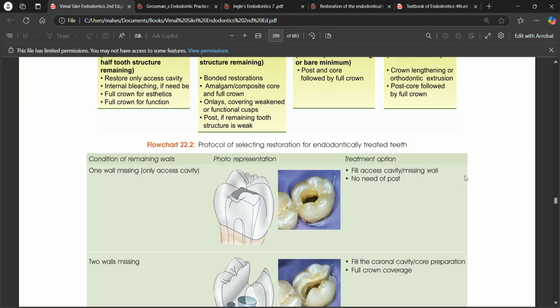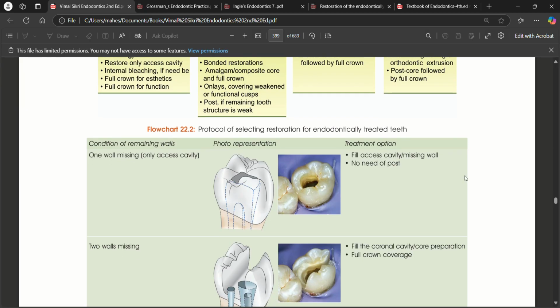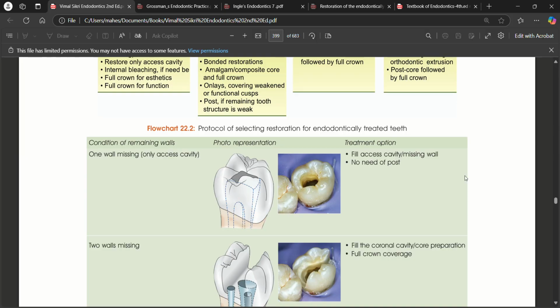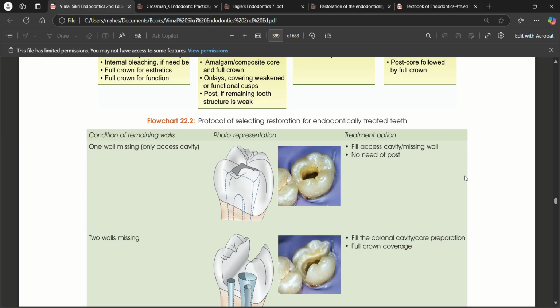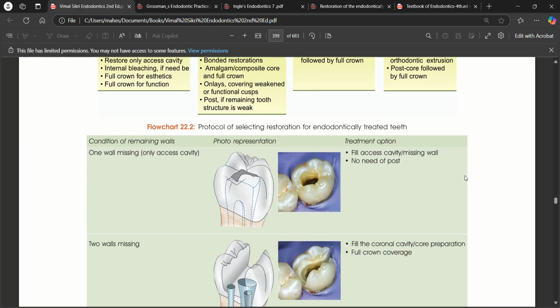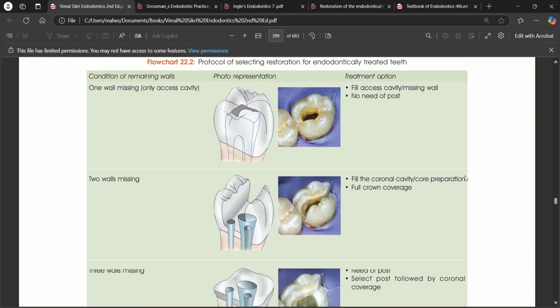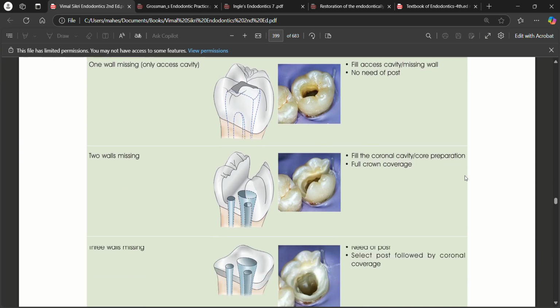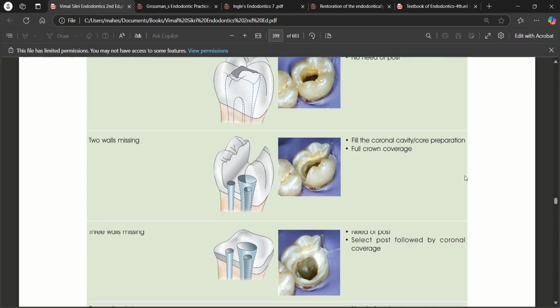Protocol of selecting restoration for endodontically treated teeth. One wall missing, only access cavity: treatment is to fill the access cavity and missing wall, no need for post. Two walls are missing: then full coronal cavity, core preparation, and full crown coverage.